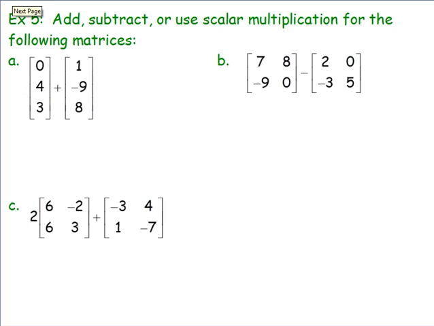We are either going to add, subtract, or use scalar multiplication. So this first problem, this is an addition problem. Are they the same size? Yes, they are. So all we're going to do is add same spot with same spot. 0 plus 1 is 1. 4 plus -9, see what I mean with negatives? That is a -5. If you're not good with negatives, use your calculators. 3 plus 8 is 11.